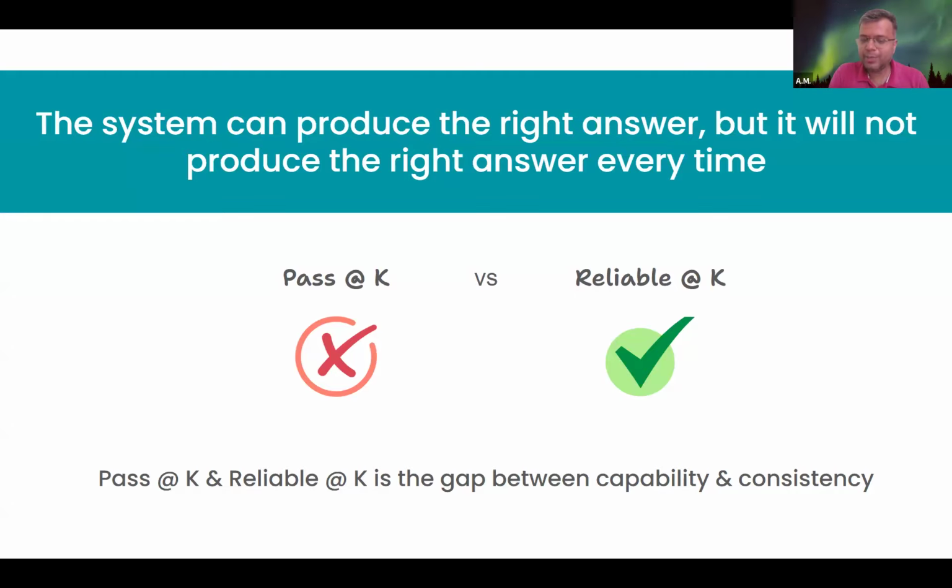So this gap between pass at k and reliable at k is what helps you understand the gap between your capability and consistency. This is a very nuanced way of putting whether your AI systems are even capable, or if they are capable, how consistent they are. So this is a very important concept that you can keep in mind when you're trying to create any kind of AI system.